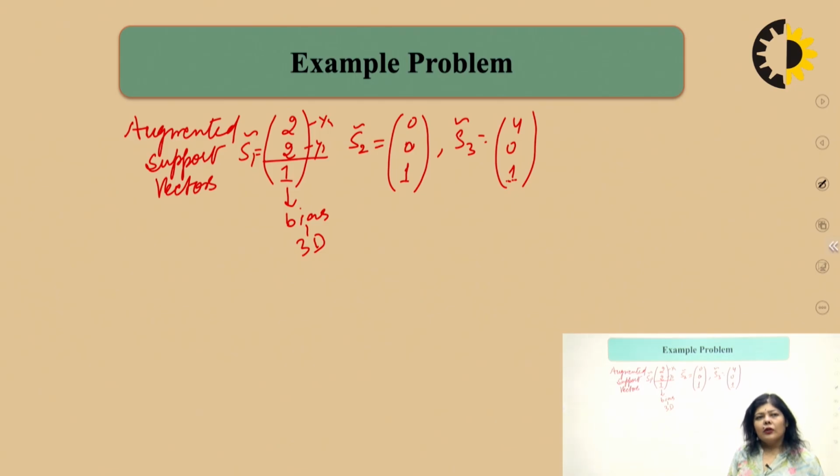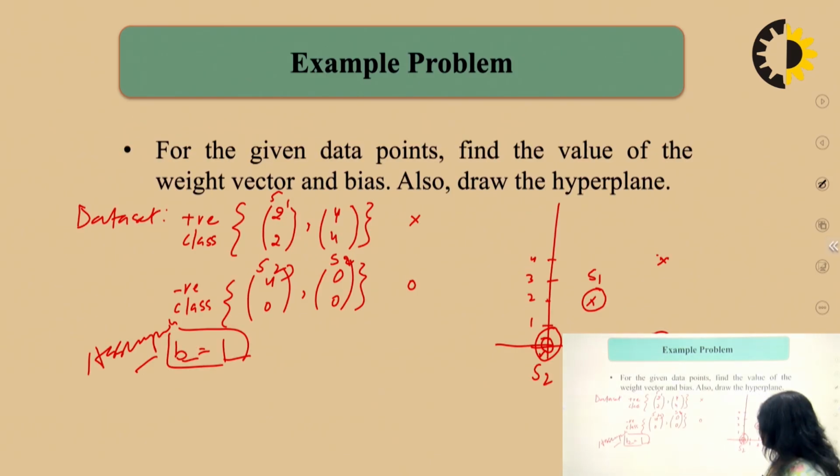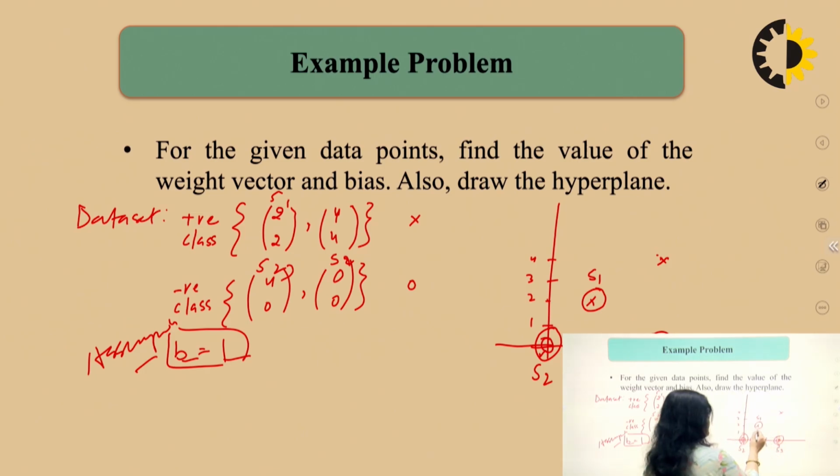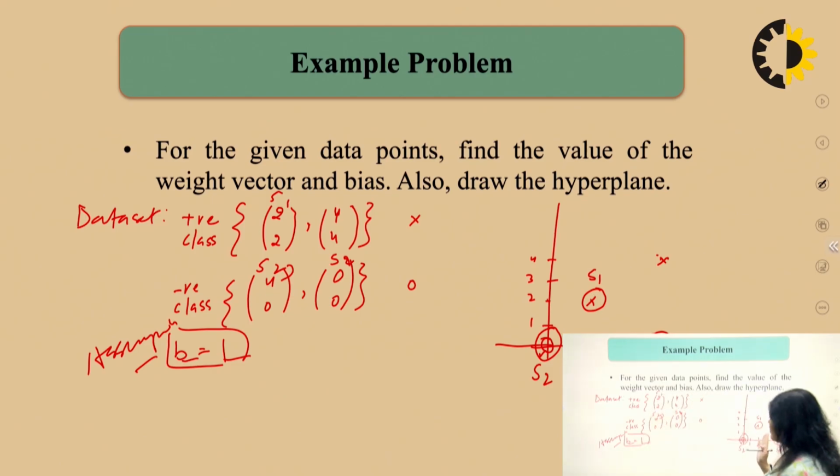Now what I need to do next, after finding out the support vectors, is find out the location of the hyperplane in the space. For finding out the location, what I need to realize here is that these are the support vectors, and between them there is a possibility of having an infinite number of such hyperplanes. So where exactly does my hyperplane lie in this plane?